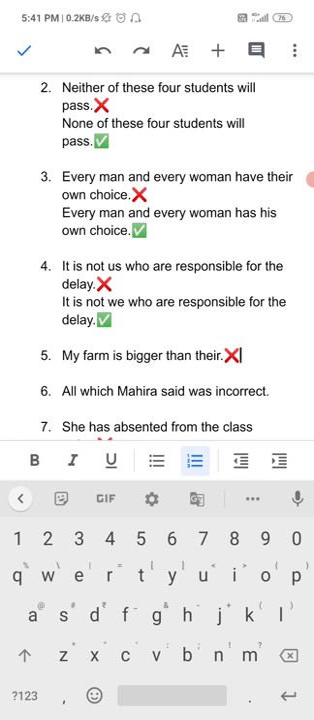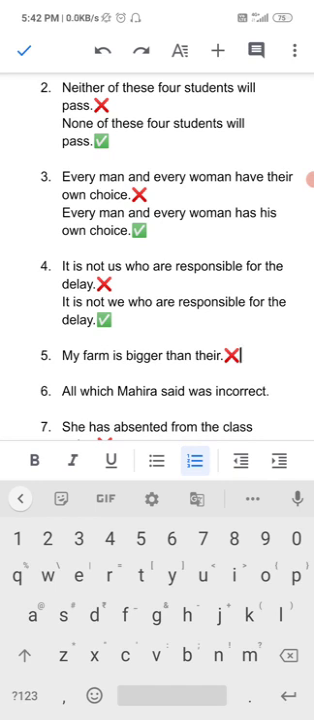Question number 5 is, my farm is bigger than their. Mind here, before the word farm, which is a noun, we have used an adjective my. So where is the noun of the word their? So we have to use a noun after the word their because we cannot end a sentence on the possessive adjective. And more remarkably, we have made here an unparalleled comparison between my farm and their. It makes no sense.